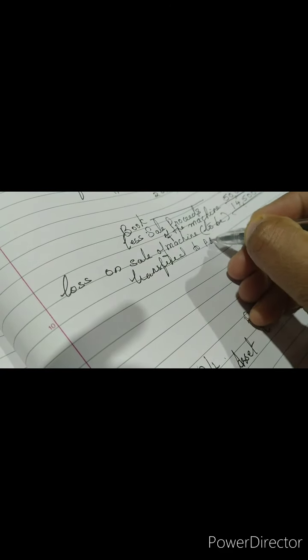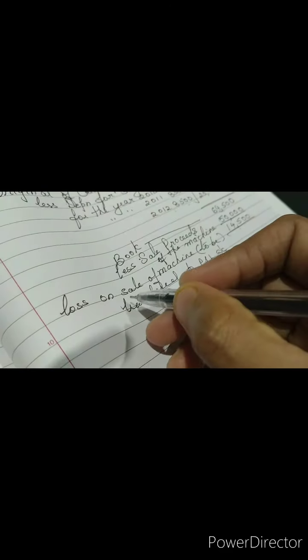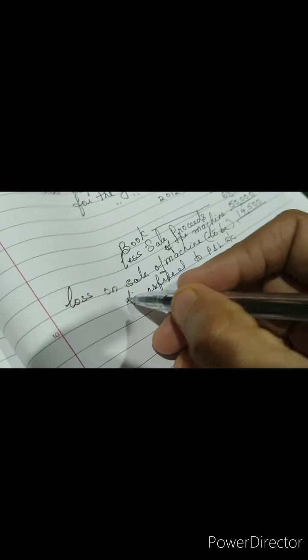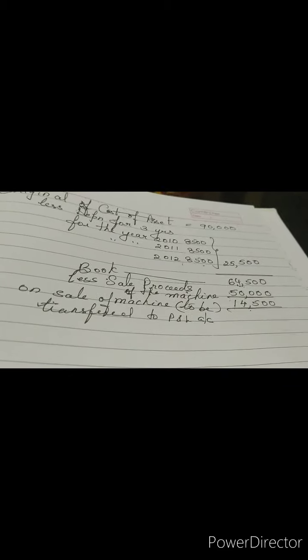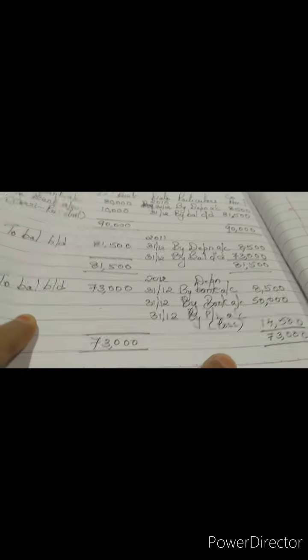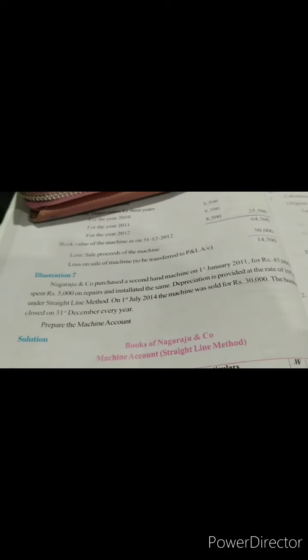Within brackets you will write to be transferred to P&L account. That's 14,500. So this is how we got 14,500, children. Being a loss, we are transferring it here. So that is about illustration 6, children. Going to see is illustration number 7, dear students.